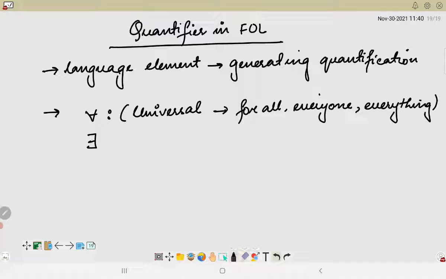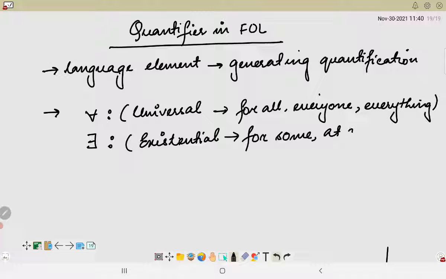The next one is the existential quantifier. This will not be quantifying for all, but for some, that means special cases, or at least one. So we will not be considering all of them or none of them, we will be considering at least one participant or at least one subject to be incorporated here.